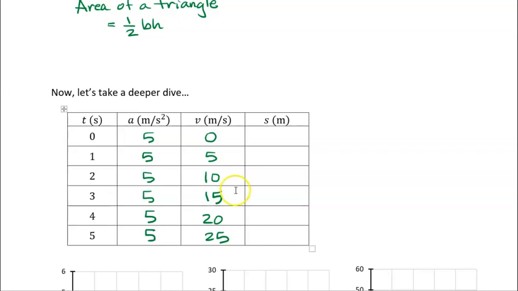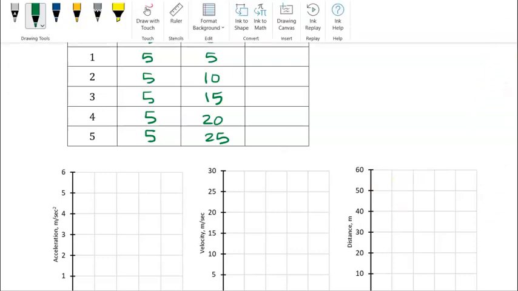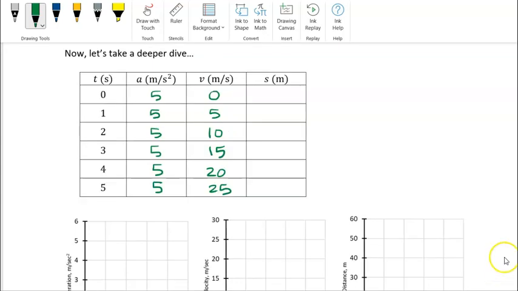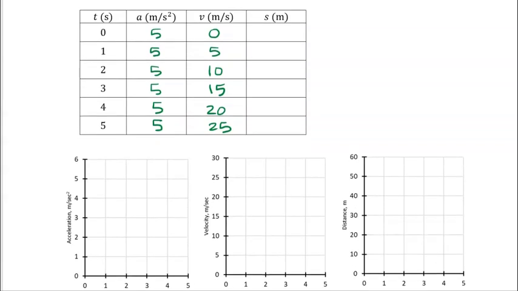Now, let me see if I can get my graphs on here. I'm going to make this a little bit smaller so I can see my graphs at the same time. Okay. So what I'm going to do is graph the acceleration as just a constant 5. So I'm just going to draw a constant horizontal line. That's the graph of my acceleration.